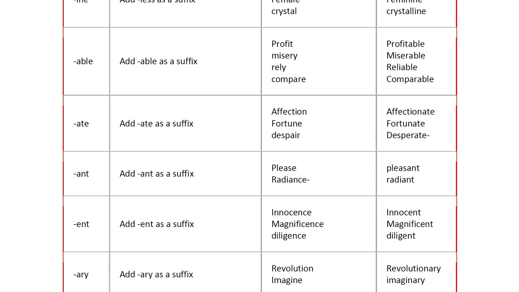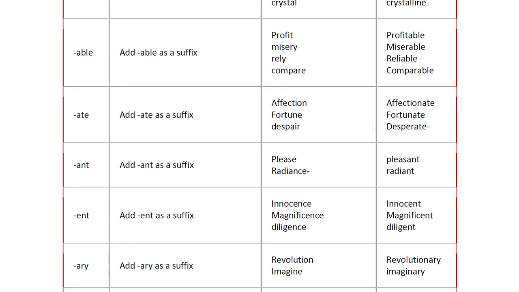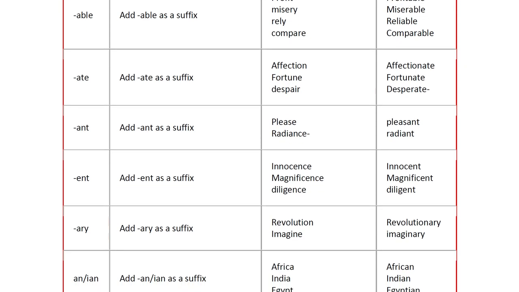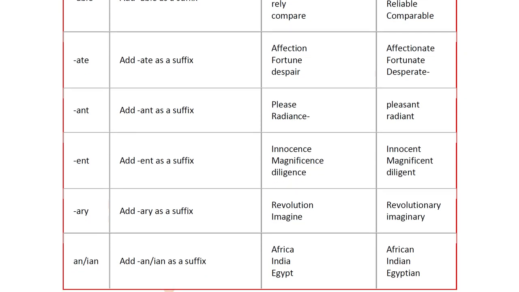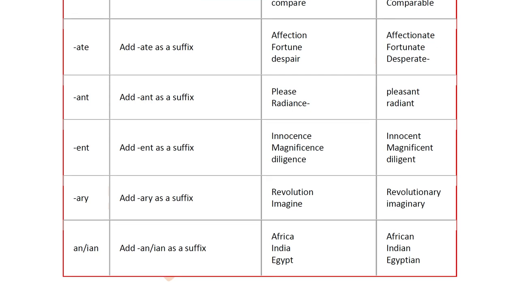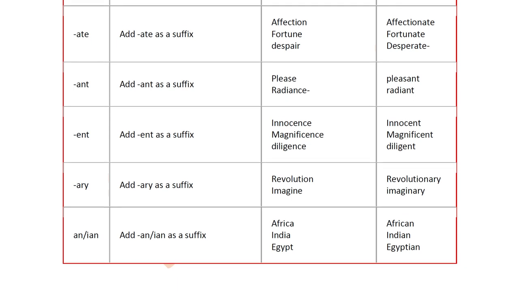There is a lot of change in the spelling. Okay, ATE, it as a suffix. Affection, affectionate. Fortune, fortunate. Remove the E and then add ATE. Despair, desperate. Even this is very different, so you should underline it so that it's easy for you to remember and you concentrate on it more when you're starting.